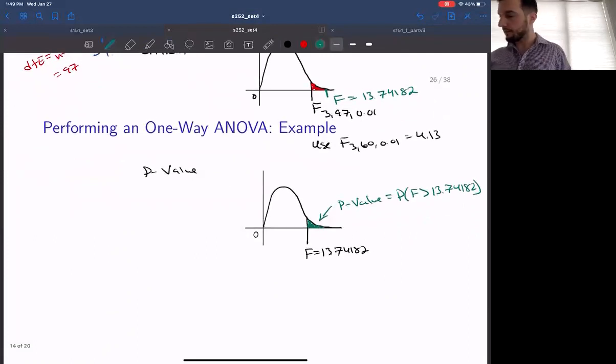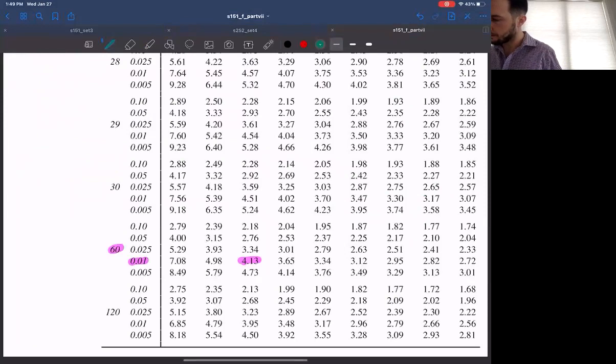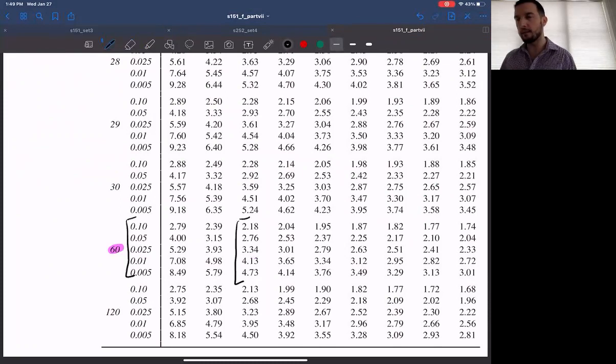Okay, so to solve this, we would go back to our F table. We're going to consider this whole block of numbers here. So for the same reason as we had just described, we're going to have to use 3 and 60 because these are the limitations of the table. And you can see in this case that our test statistic is larger than the largest listed value. So we have a value of 13.74182, which is greater than 4.73. So in this case, we would say that the probability that F is bigger than 13.74182 is less than 0.005.